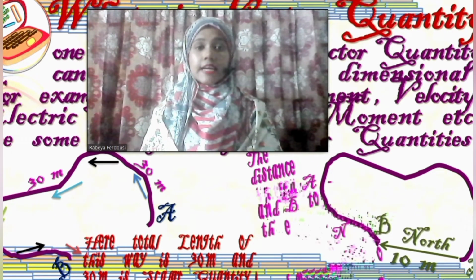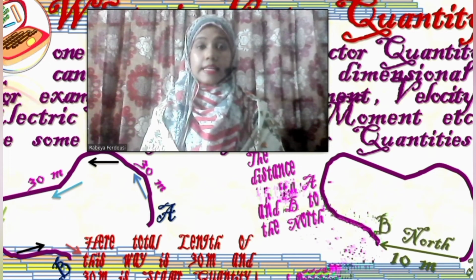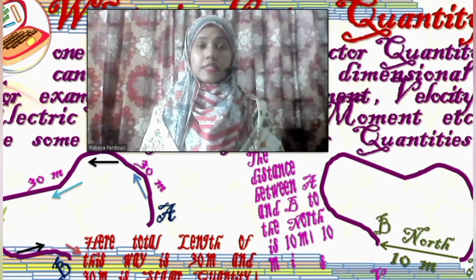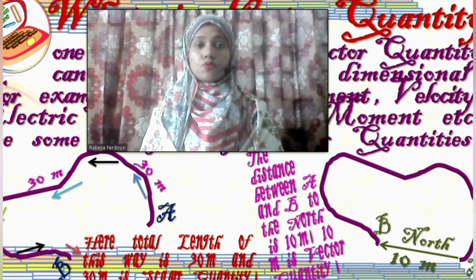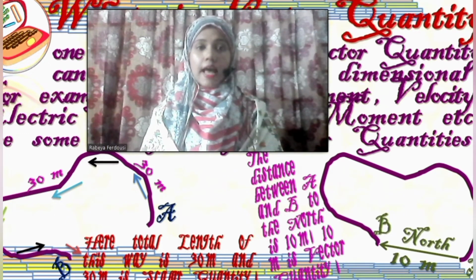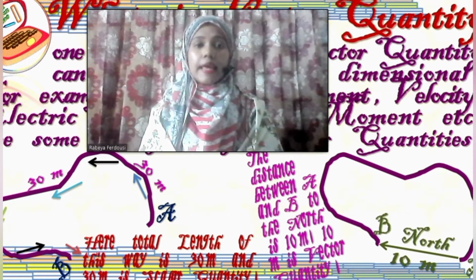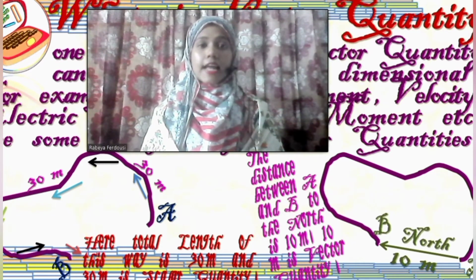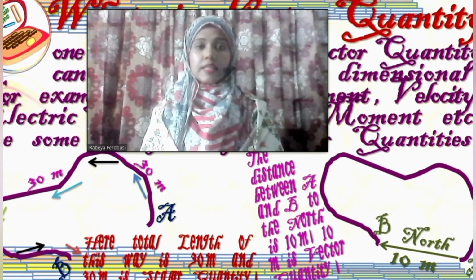Therefore, this 30 meters long way is 10 meters between the starting and ending point of this path from south to the north or north to the south. Since we have similarly added a direction with a length of 10 meters of the same path, this 10 meters from south to the north is an example of vector quantity.